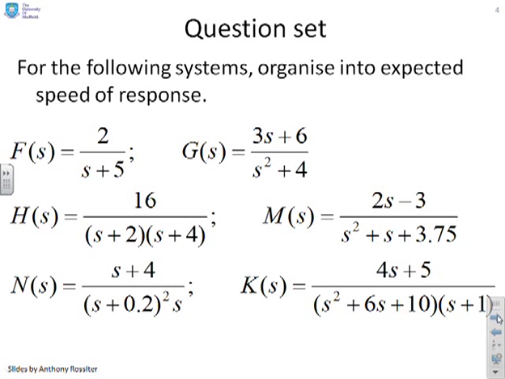Here's the question then. So you'll see we've given 6 Laplace transforms, and what we want you to do is categorize this into which is the fastest expected behavior, which is the slowest, and so on. Now, a reminder, you should pause the video at this point while you do this categorization and say what you expect before you go on and look at the solution.